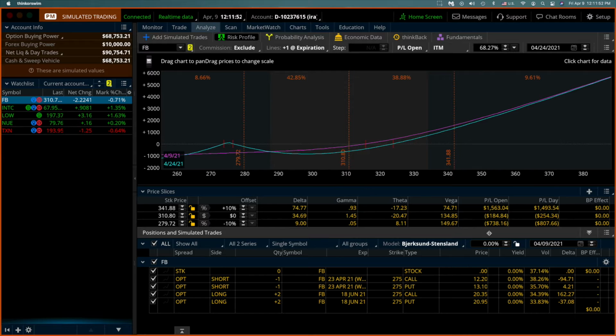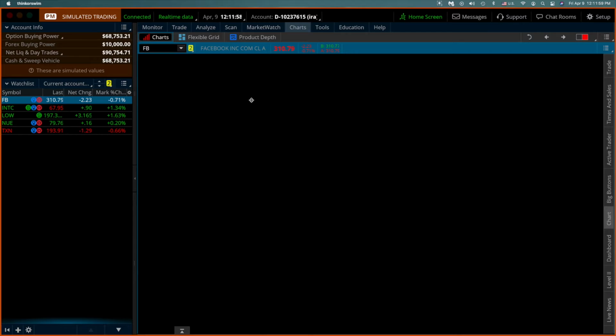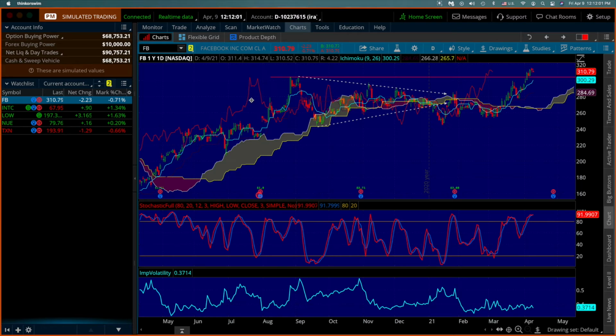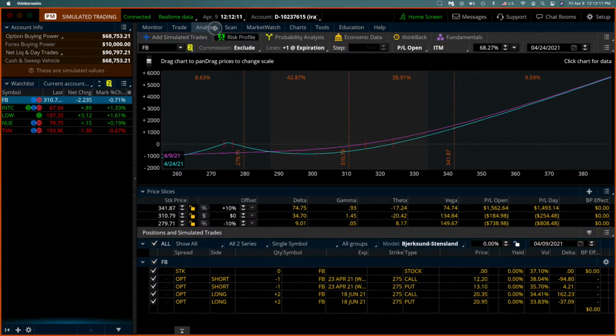So what do I see here? Well, I'm in a loss of 184 dollars. Okay, let's take a look at the chart. And it looks like Facebook is breaking out to new highs. Okay, we can certainly avoid further losses. We can hold on to them.